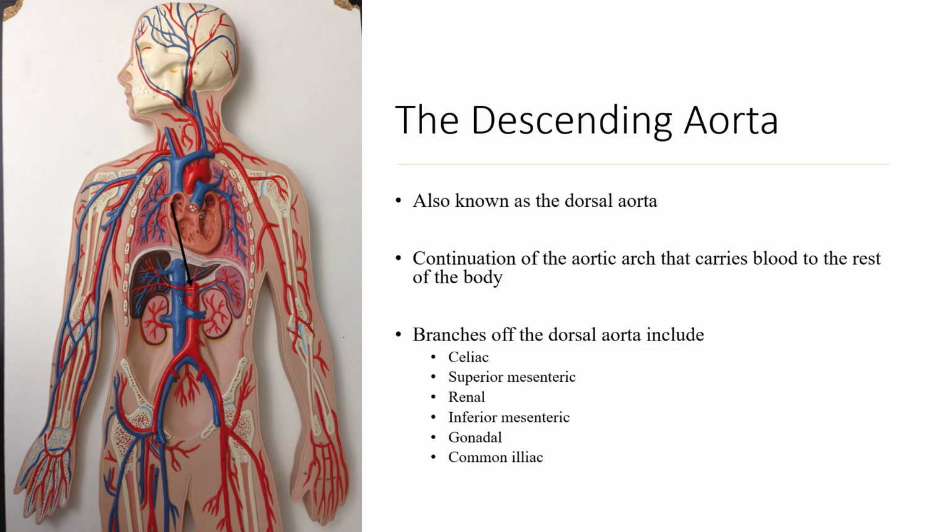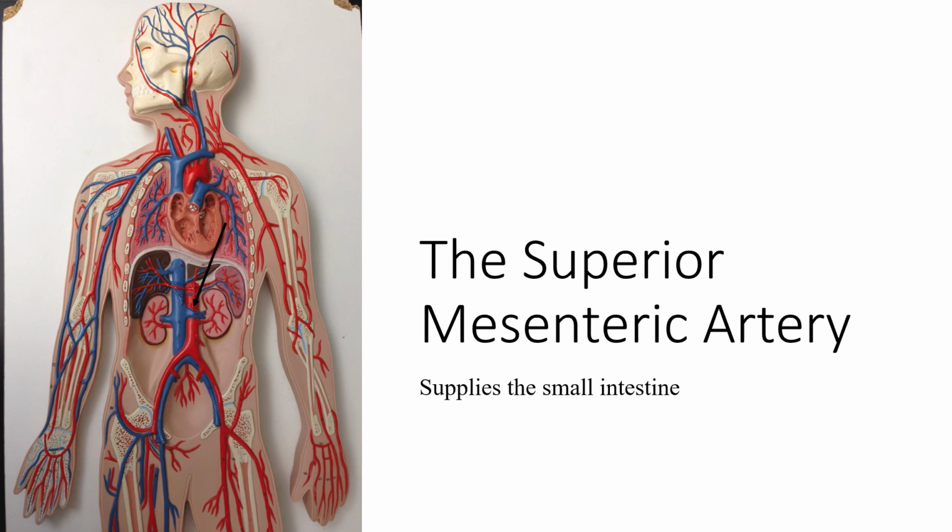Now, coming back to the descending aorta, right now we're going to go through the rest of the branches in order as we go down, starting with the superior mesenteric artery, which is going to supply the small intestine. Just a rule of thumb, if it has mesenteric in the name, generally it's supplying the intestine, right? There are a few exceptions across organisms, but generally when it has mesenteric in the name, it's supplying the intestine.